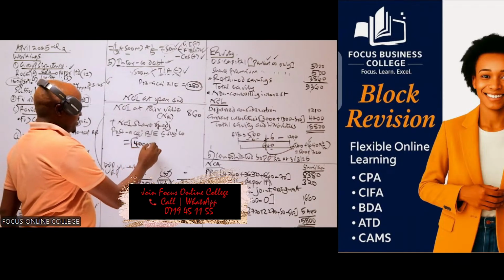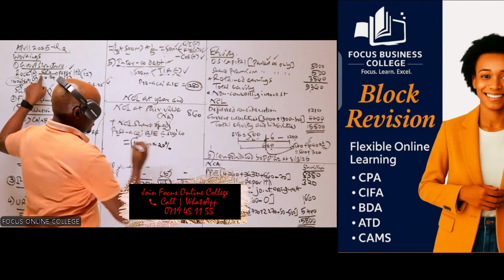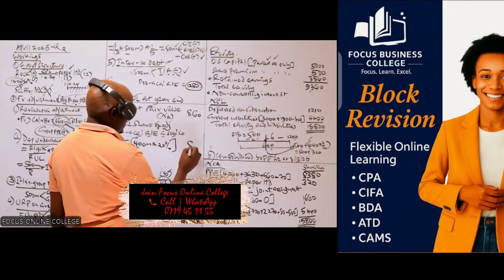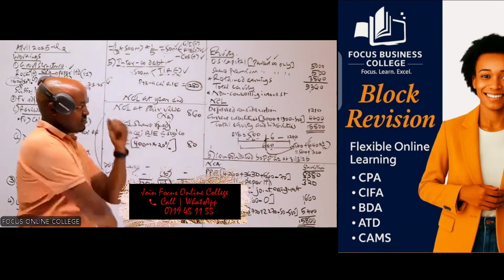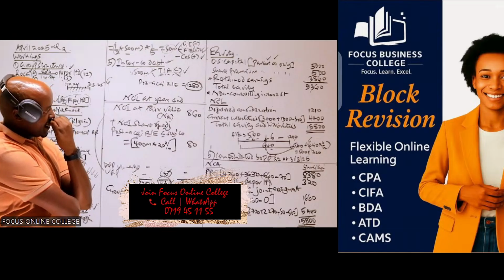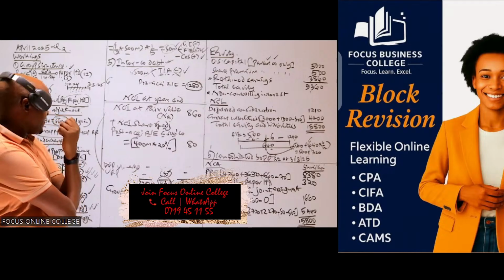400 million. So we get the NCI share of that. The NCI share of this will be 20%. 20% of that will give us what? Is it 80? Yes, it will give us 80.